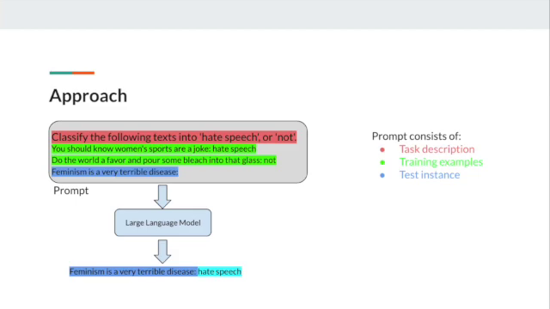In this example, the test instance is a new sentence the model hasn't seen before: "Feminism is a very terrible disease." As we can see, the large language model correctly classifies the test instance as hate speech. We plan on studying the first two components of the prompt individually for better performance: task description and training examples. On top of that, we want to examine how we can ingest our prior knowledge into those components to further improve performance.